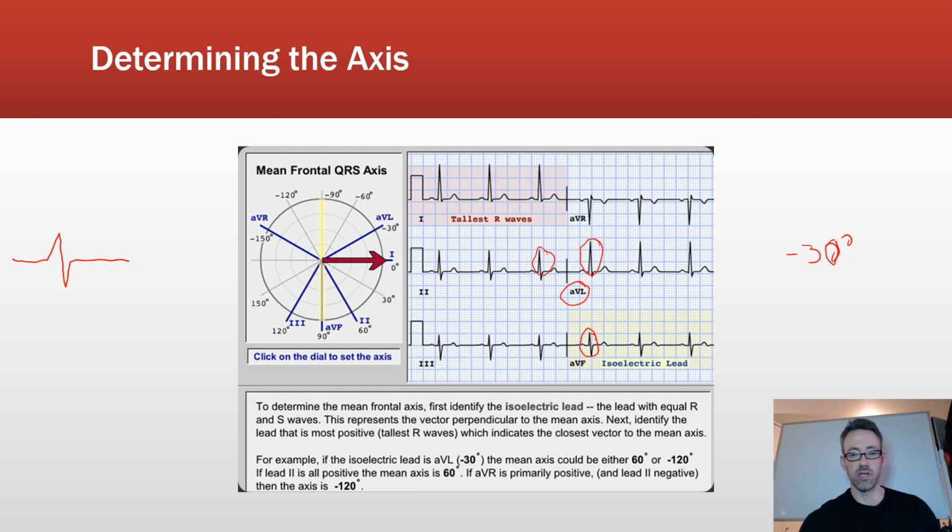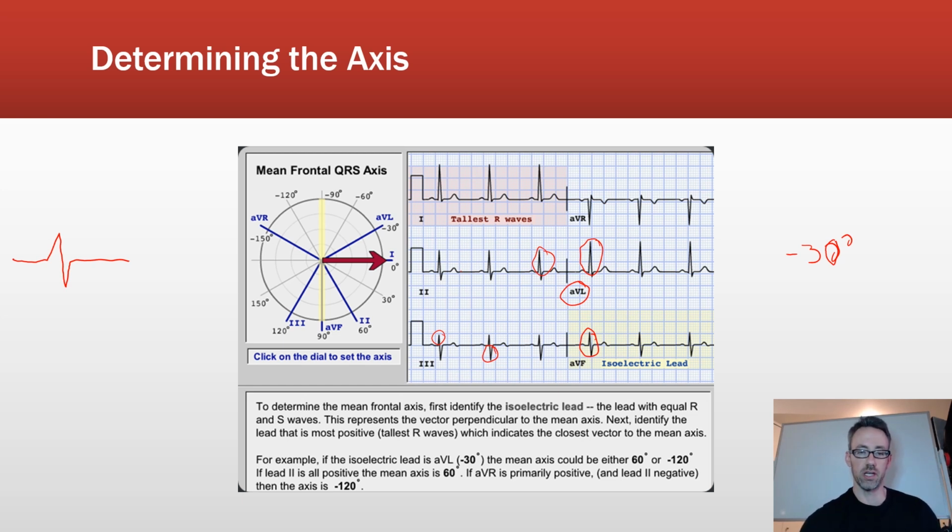You could say that 3 is also biphasic. It's going up and down. It has an upward deflection and a downward deflection. However, there seems to be a greater downward deflection than upward deflection, suggesting that this mean electrical force is moving away from 3 more than it's heading towards it, because it has a more prominent downward deflection. But in AVF, you notice that it's about equal. So that means this mean electrical force is moving perpendicular to AVF.